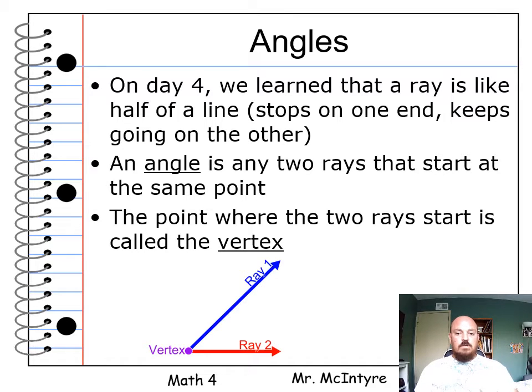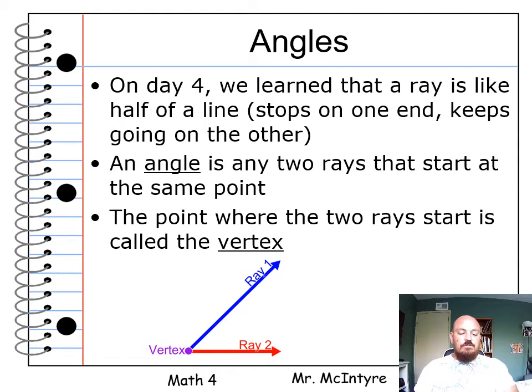So here's a picture, nice color-coded one. We have ray 1, which is the blue one, and you can see it's exactly what we talked about on Day 4. On one end, it has the arrow showing that it keeps going forever, but on the other end, it stops right at that point. And then in red, you have a different ray, ray 2. Same thing. On one end, it's got the arrow, it's going forever, but on the other end, it's stopping. Now, because those rays both stop at the exact same point, the purple point called the vertex, that's an angle. So that's what an angle is. It's two half lines that both start in the same spot and then go in different directions off somewhere, anywhere.